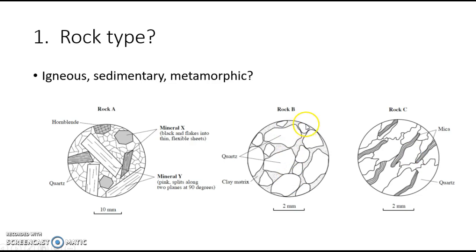Rock B has got some rounded and sub-rounded grains in it, some subangular grains in it, and it seems to have a matrix of pores and grains. So rock B is sedimentary. Rock A has no foliation and it has no pores or grains. It's crystalline, it's igneous.